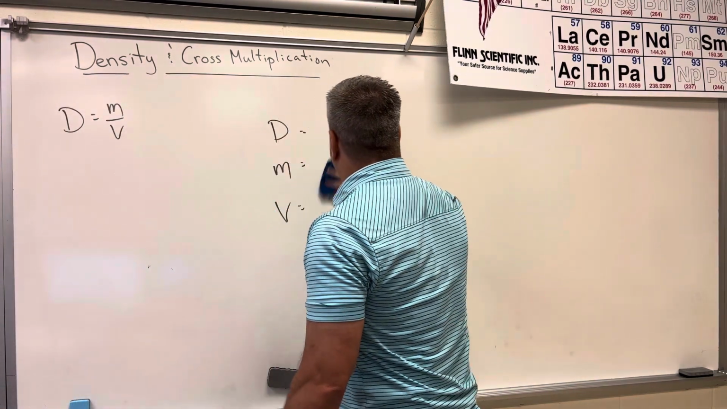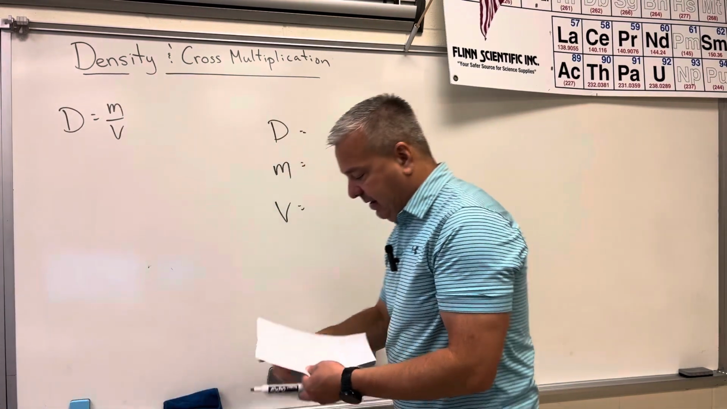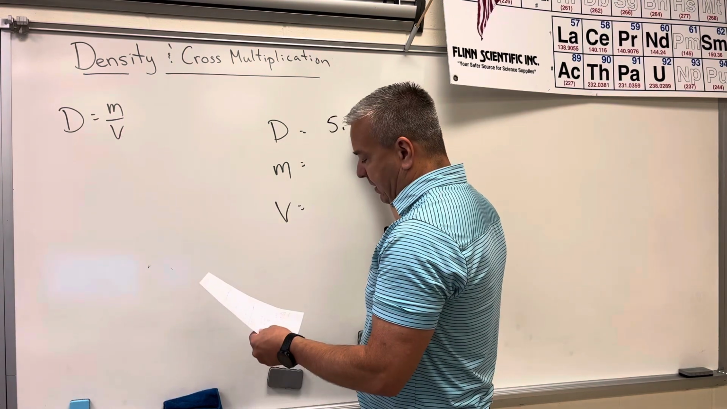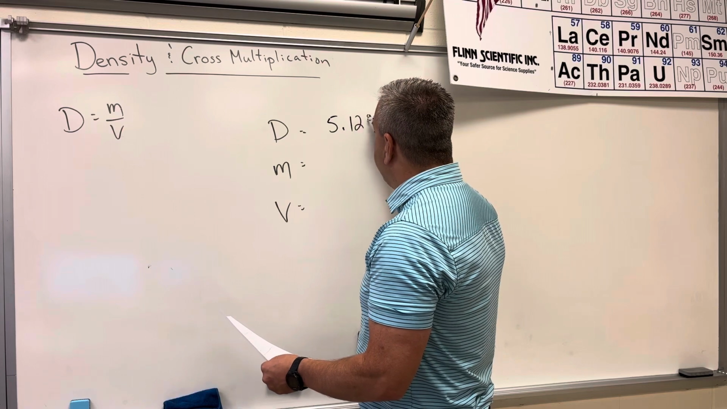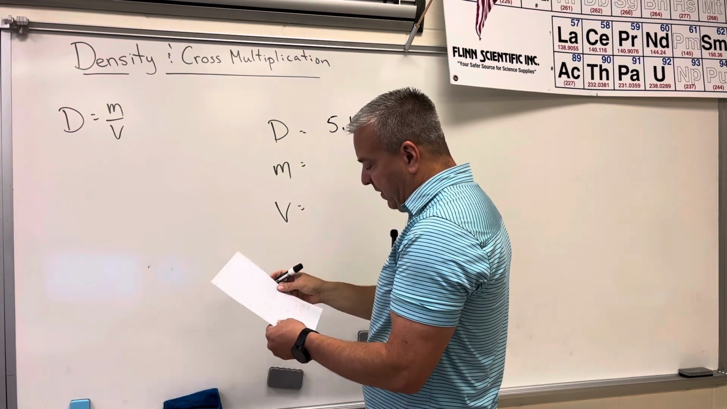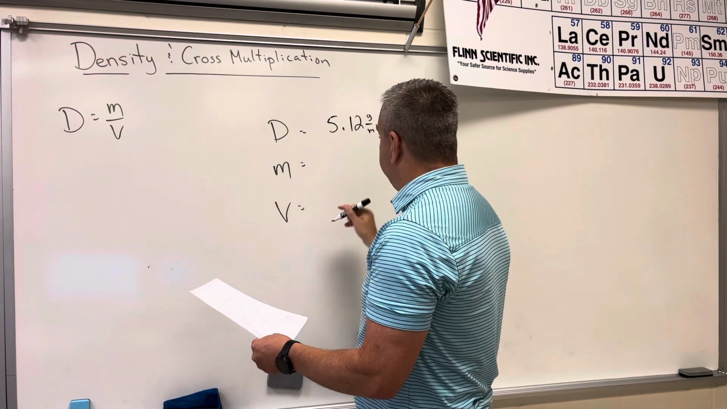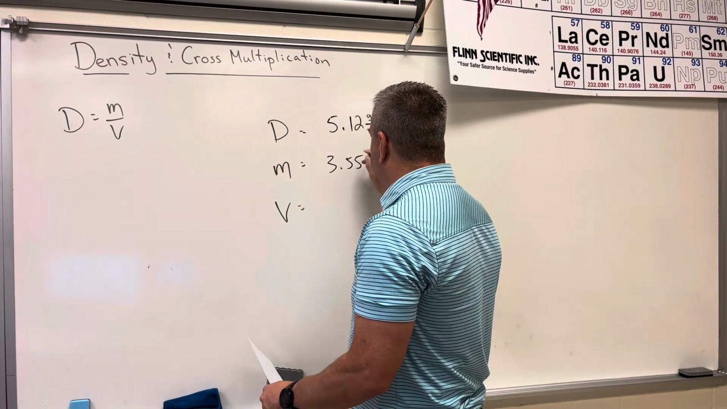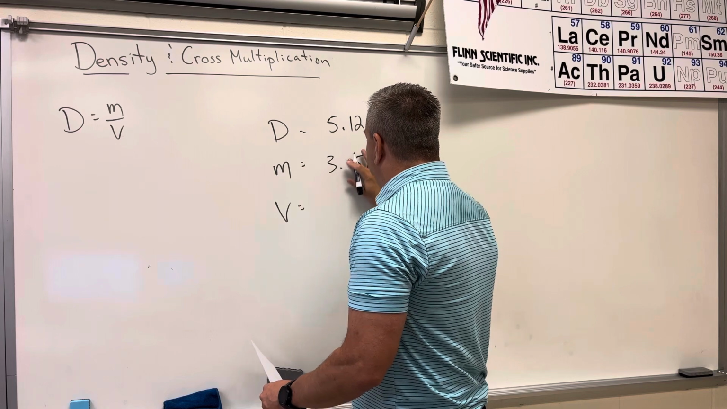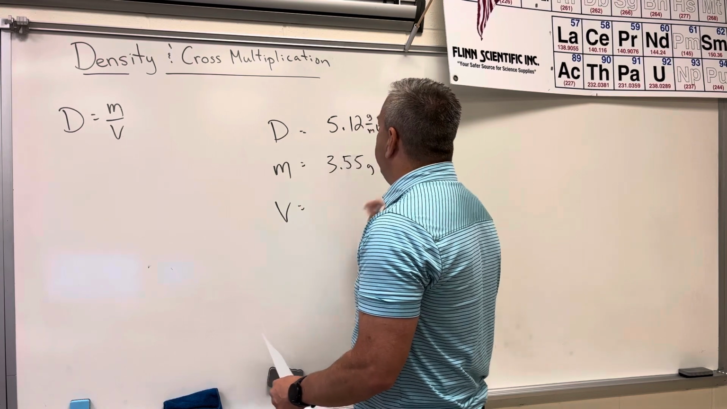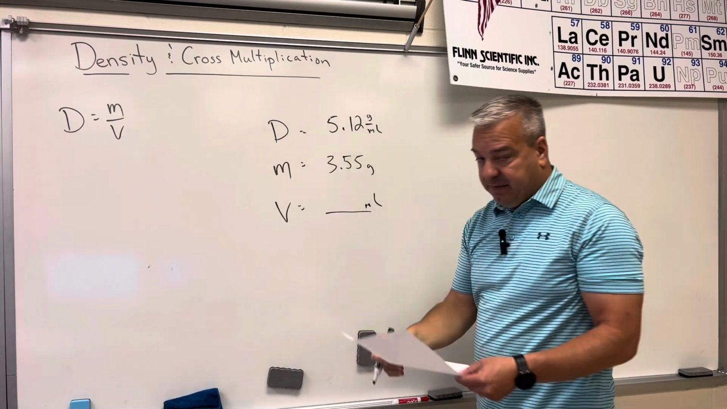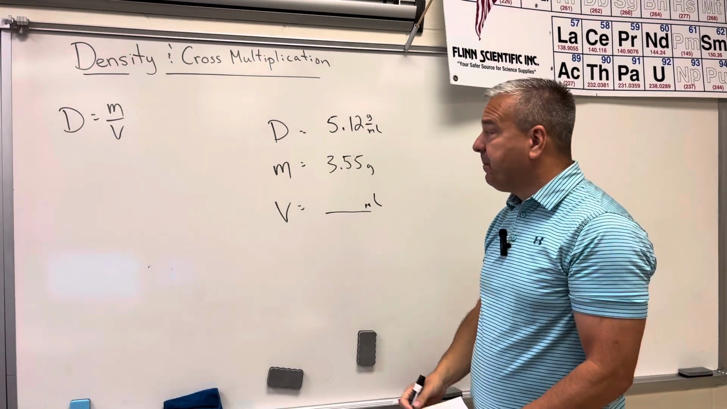So I'm going to erase all this, okay, and go back, and I'm going to do where I give you the density of 5.12 grams per milliliter and a mass of 3.55 grams. Let's make that 5 a little bit better. And we're trying to find the volume in milliliters. Okay, that's the prompt.